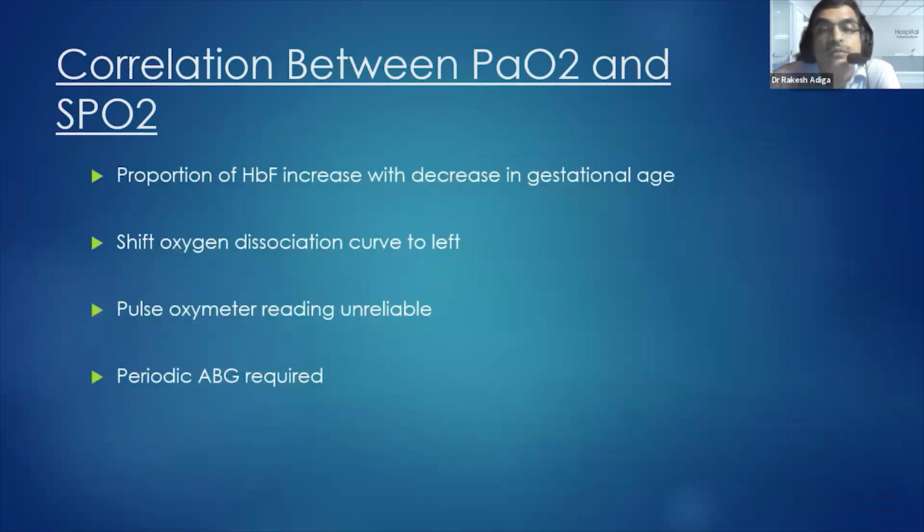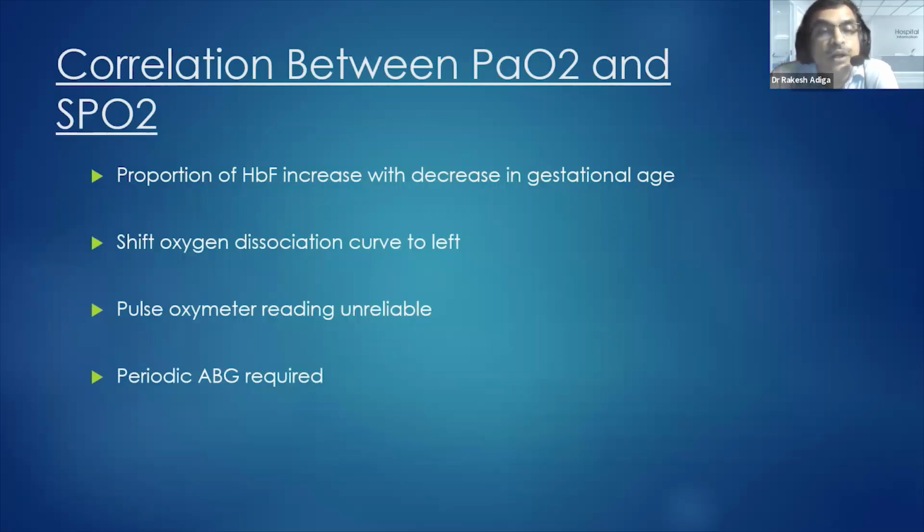Correlation between PaO2, partial pressure of oxygen, and SpO2: the proportion of hemoglobin F increases with the decrease in gestational age. That means extremely preterm babies have higher hemoglobin F, almost 90% is hemoglobin F. HbF shifts the oxygen dissociation curve to the left.